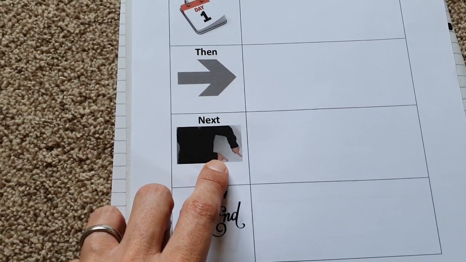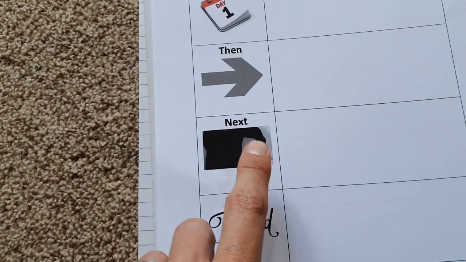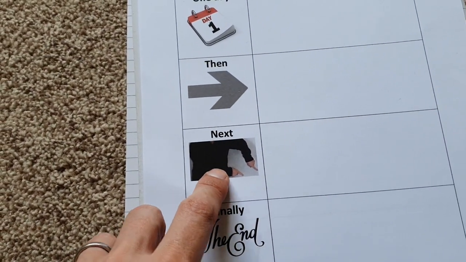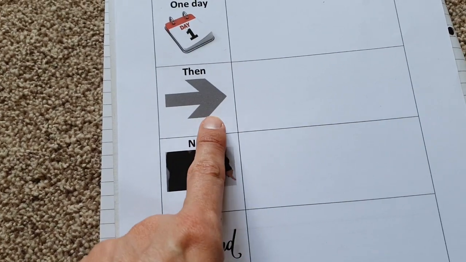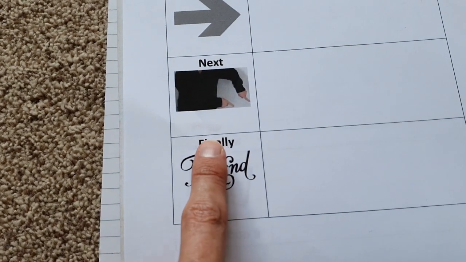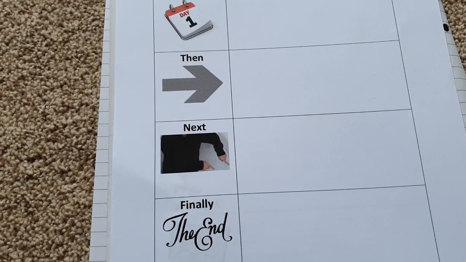Next, and the picture is someone using their 2 fingers and sweeping to the side of them, because this is the action that we use when we're telling stories in school. So next, this is the resolution to this problem. So what do they do to solve this problem? And finally, it's the end of your story. How are you summing it all up?